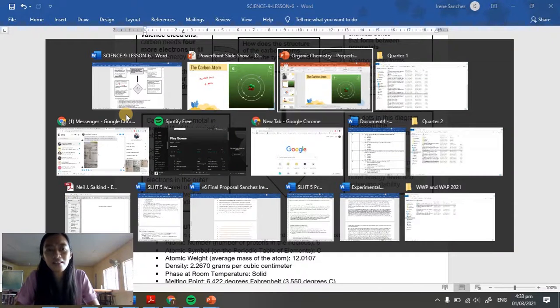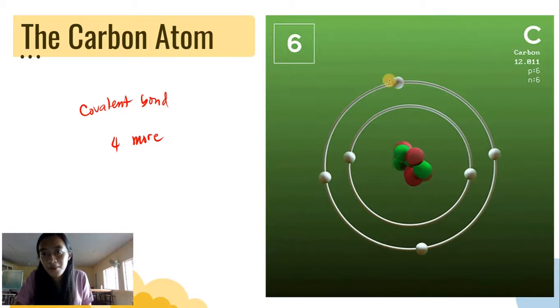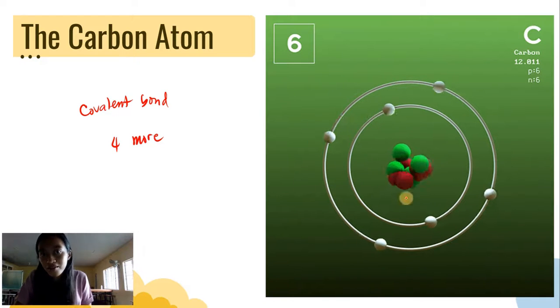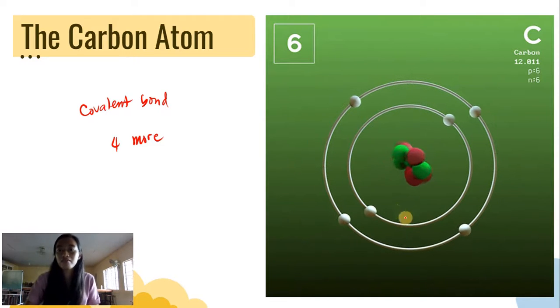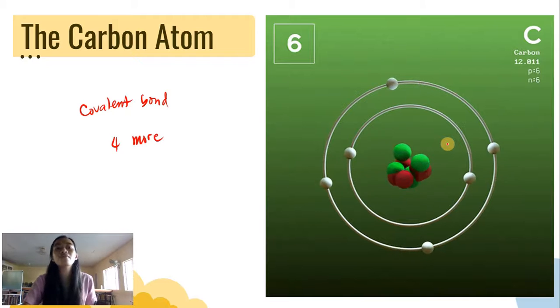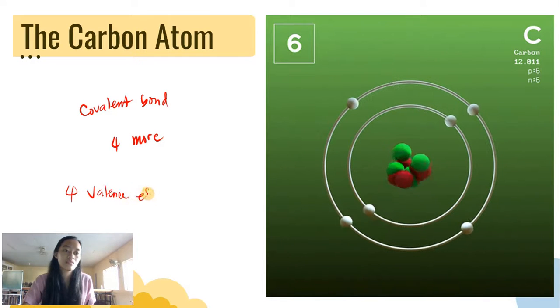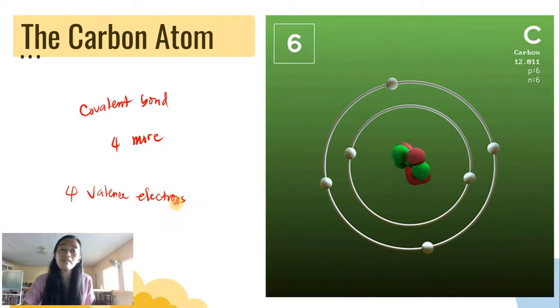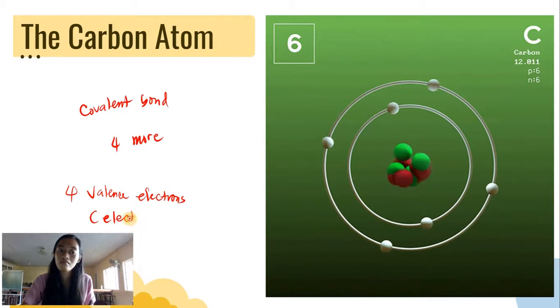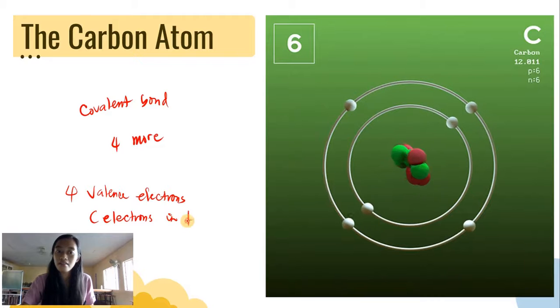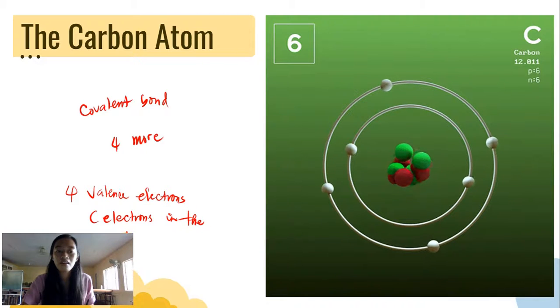So just look at this picture here. We have 4 in the outermost ring. 1, 2, 3, and 4. Okay, so 4 valence electrons. Valence electrons, or electrons in the outermost energy level.